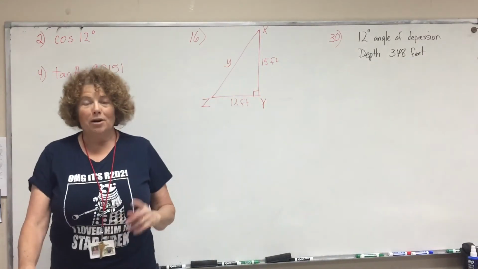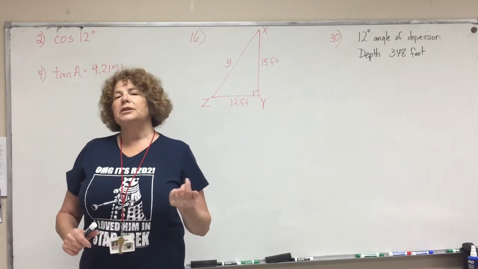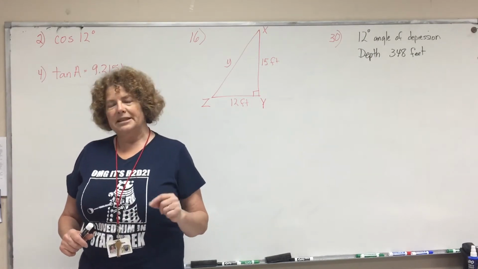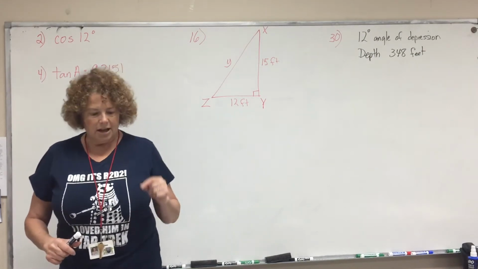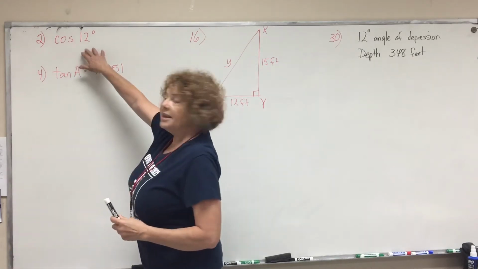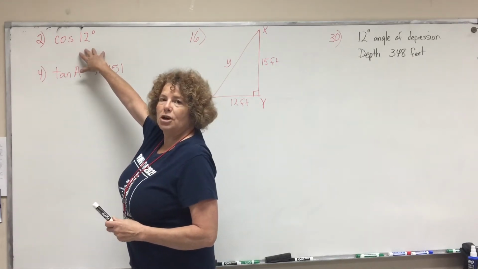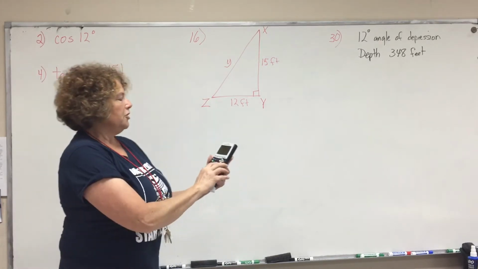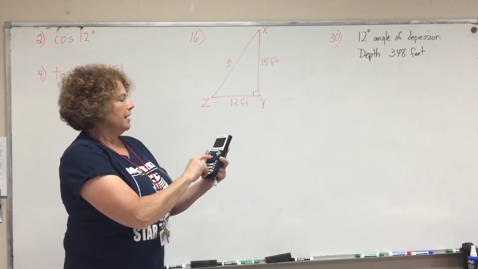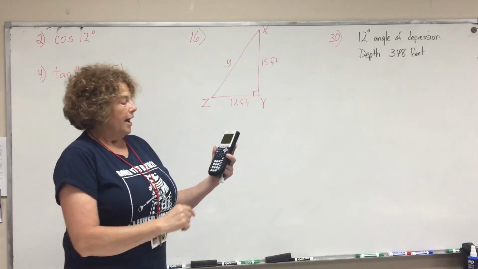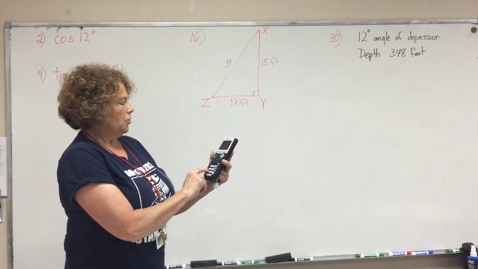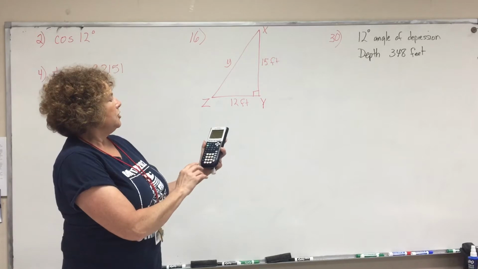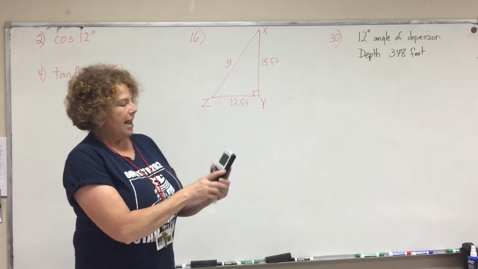Okay, here we are doing 12.2. You're going to be using sine, cosine, and tangent to find missing parts of a triangle. So first let's look at something that just flat out asks you what is the cosine of 12. Well, all you have to do is make sure your calculator is on degree mode and then just put cosine 12 and get your answer. So 0.978.